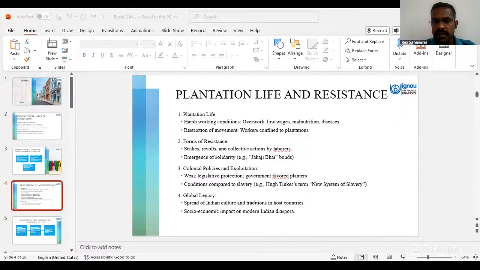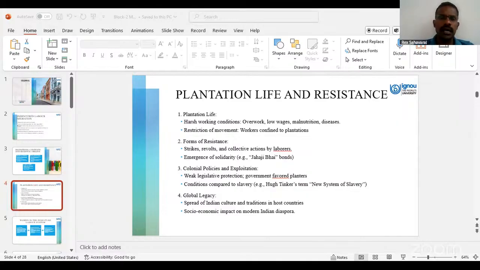And forms of resistance. So how did they resist, how did they fight against this kind of injustice that had happened to them? Okay, so they carried out a lot of strikes, revolts, and collective actions by laborers. That is the form of resistance that happened, and the emergence of solidarity, right? So they built solidarity by coming together to fight against the colonial rule, right?